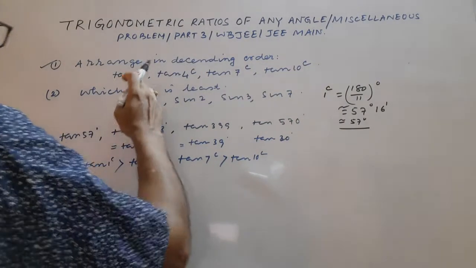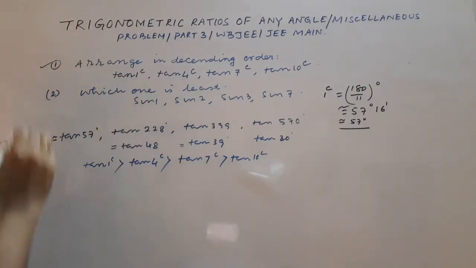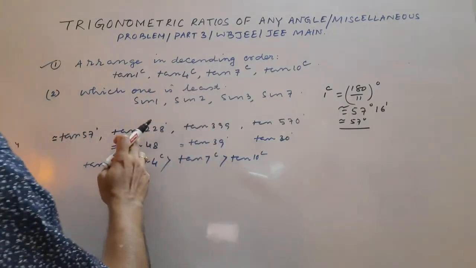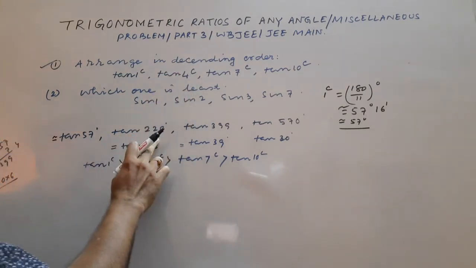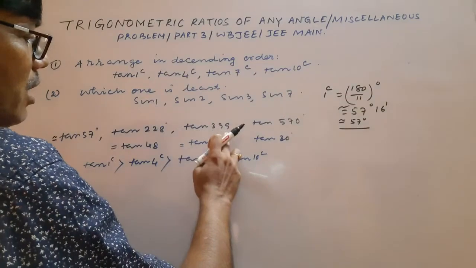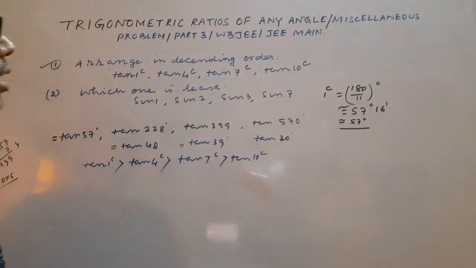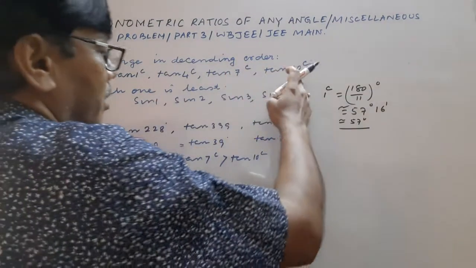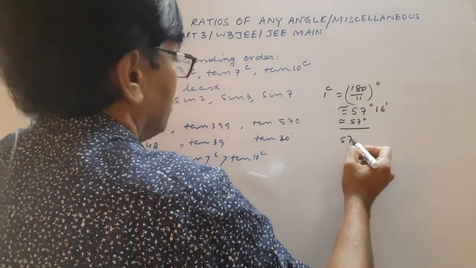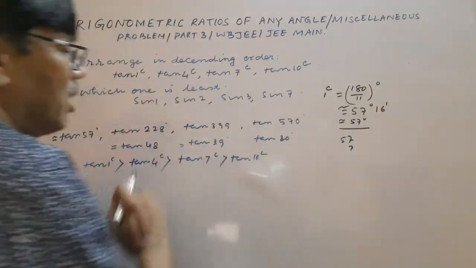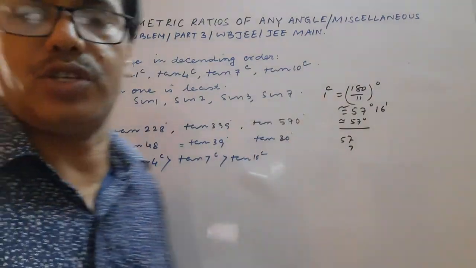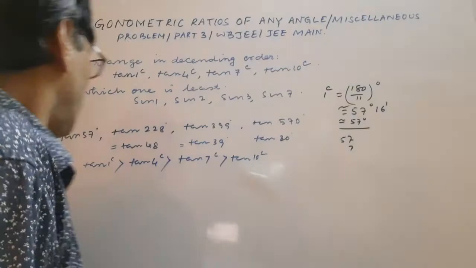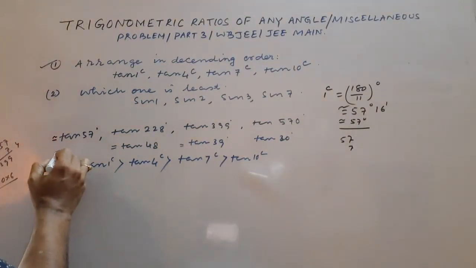Now tan 1 radian is approximately equal to tan 57. Tan 4 radian is 57 into 4, which is 228. Tan 7 radian is approximately tan 399, 57 into 7, and this is approximately 570 degree for 10 radian. Now tan 57 is in the first quadrant.